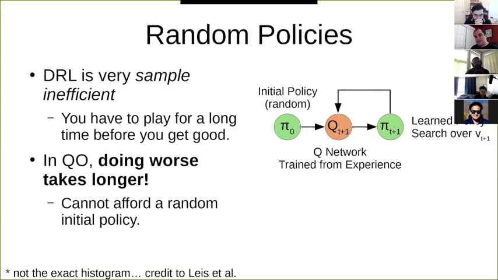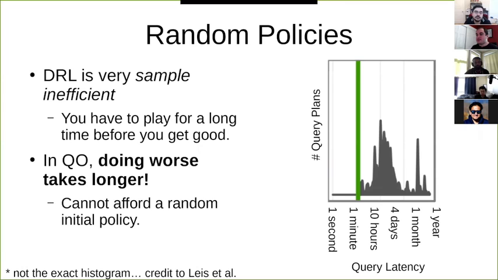The problem with this is that in query optimization, doing worse takes longer. So this is a histogram for one of the join order benchmark queries. And it's a histogram of all of the different runtimes from one single SQL query. So for the same SQL query, we have some plans that take just 1 second. But we also have some plans that take like 6 or 7 months to execute.